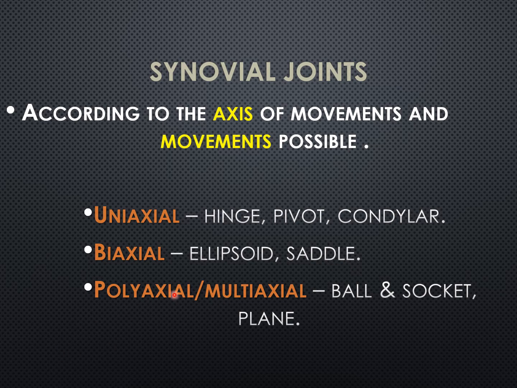Then we have got the polyaxial or the multiaxial joint. So here there are three axes. So example is the ball and socket type of joint where there is a transverse axis, there is an anteroposterior axis, and there is a vertical axis. Examples are the shoulder joint and the hip joint. And there is the plane type of synovial joint. Examples are the intercarpal joint and the intermetatarsal joints.